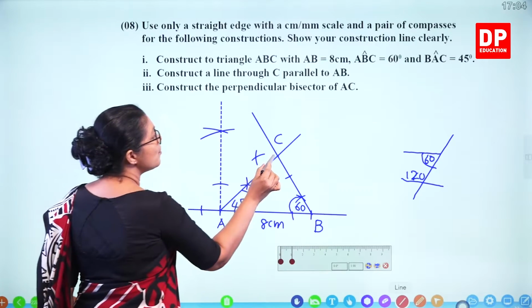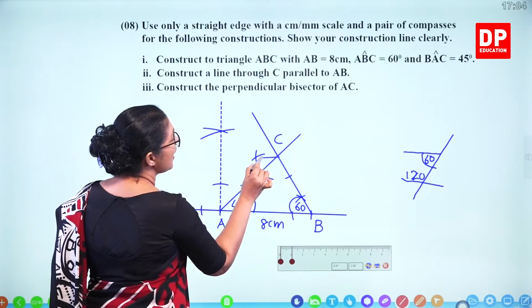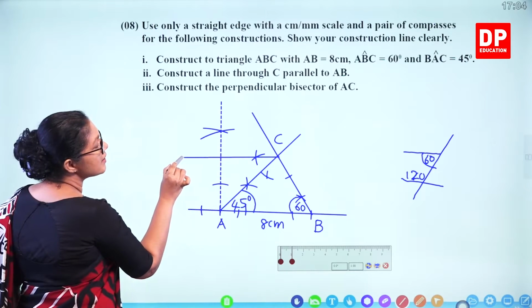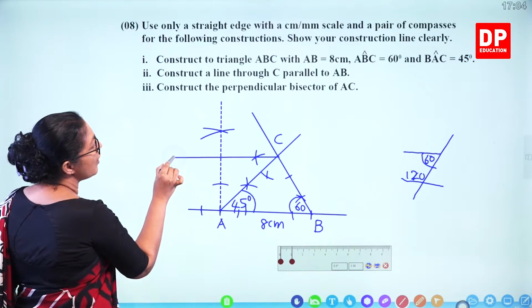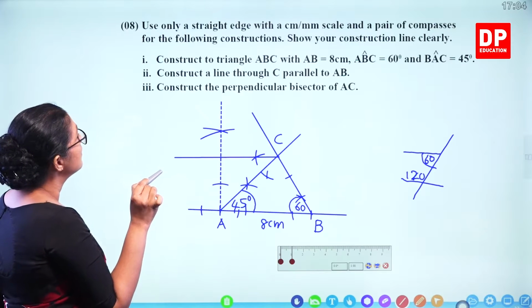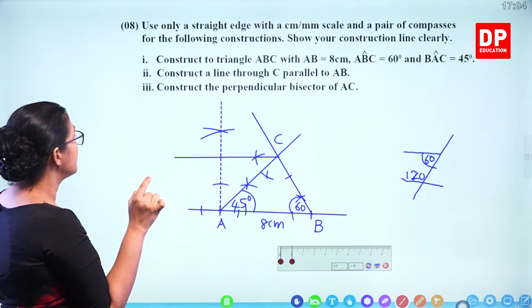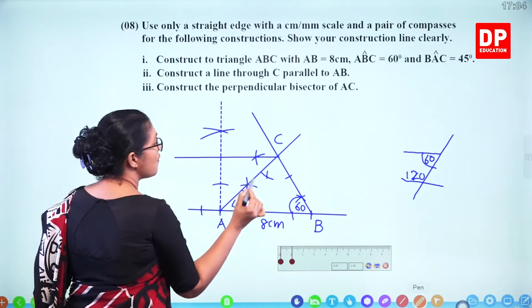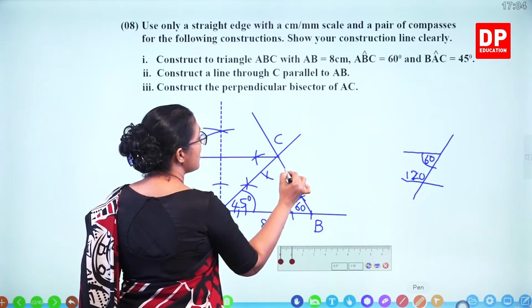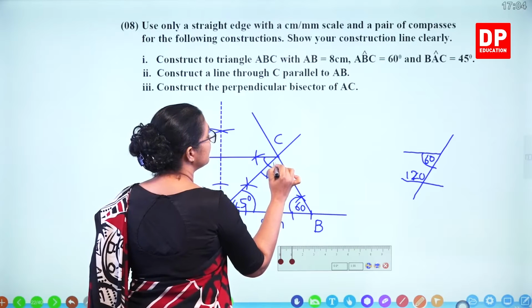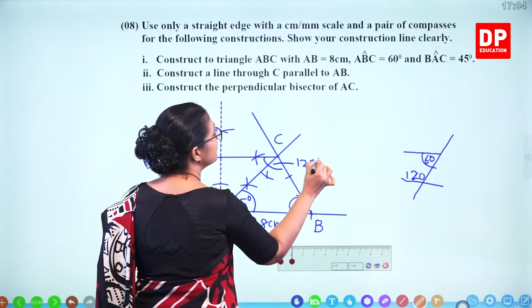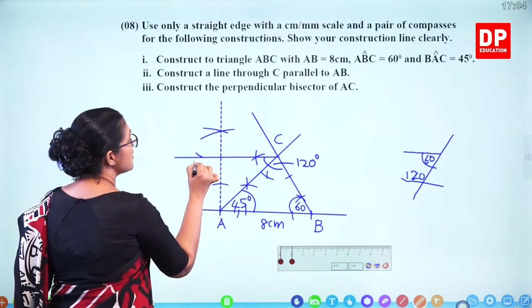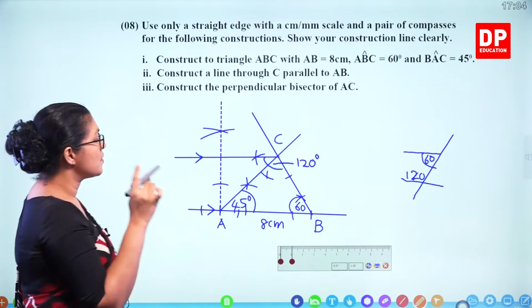Now take the ruler and connect this point and this. So a parallel line here. So I used the method. This is 45. This is 60. This is 120. To show this is parallel. That's parallel.